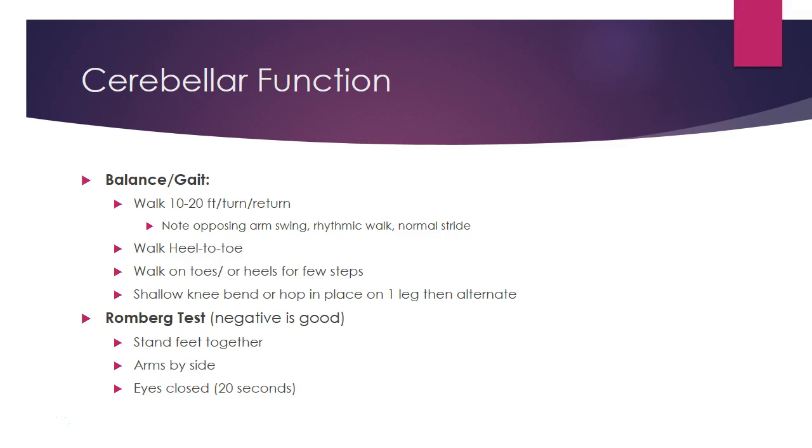Then have them do a shallow knee bend or hop in place on one leg, then alternate. Then with the Romberg test, you're going to have them stand with their feet together, arms by side, and their eyes closed. And if they sway, then that is positive. You don't want them to do that.